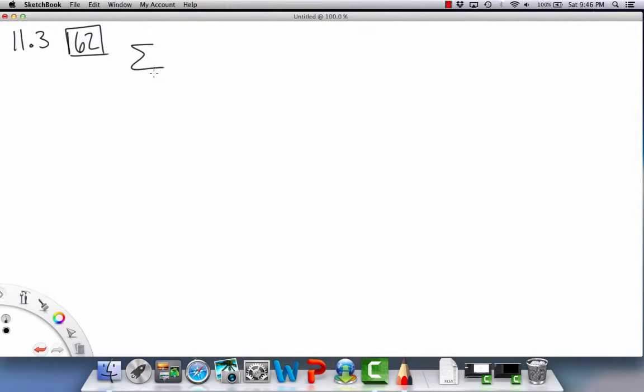So on this one, they give us the following infinite sum from 1 to infinity of 2 to the n over 3 to the n minus n. Okay? So what we're going to be doing, this is kind of like the third comparison test, or the third test that we're doing here, is I'm going to implement the limit comparison test.